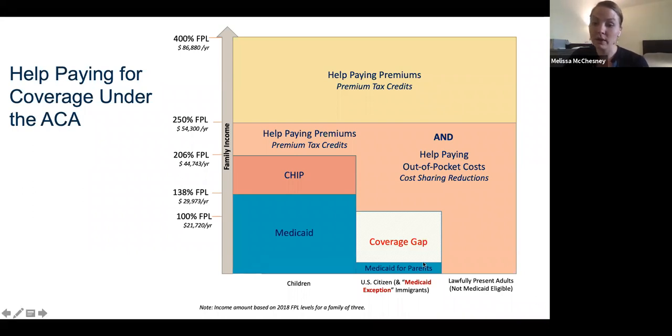So we do have in this group about 1 million Texans who don't have access to anything. And that's a very unfortunate piece. That's something you'll run into as you're trying to enroll people into ACA coverage. You'll find some folks that just aren't eligible for anything. But then at the poverty line, they are eligible for the ACA subsidies.